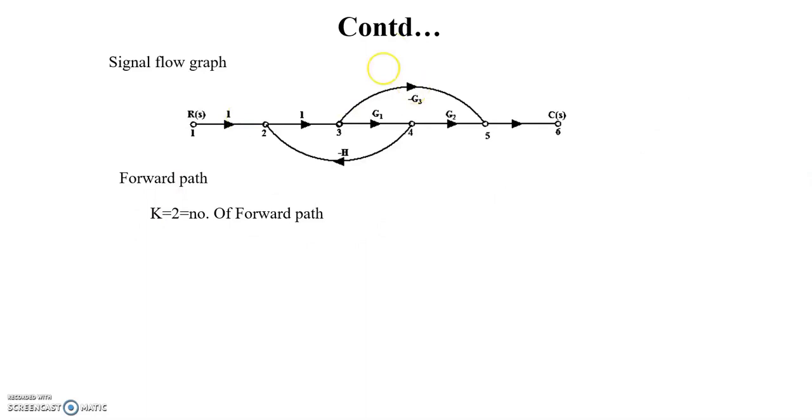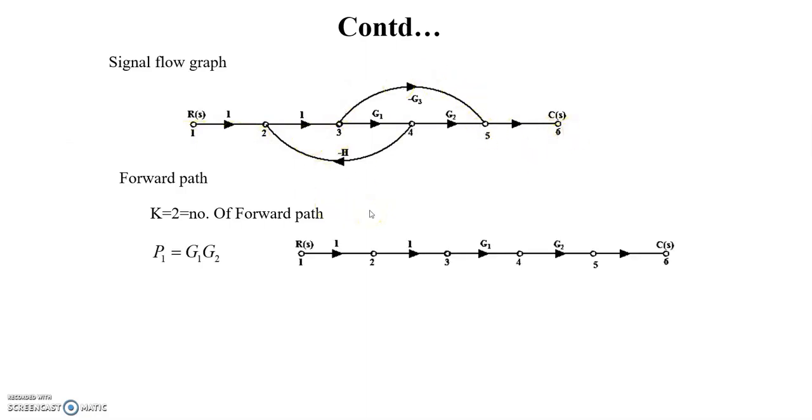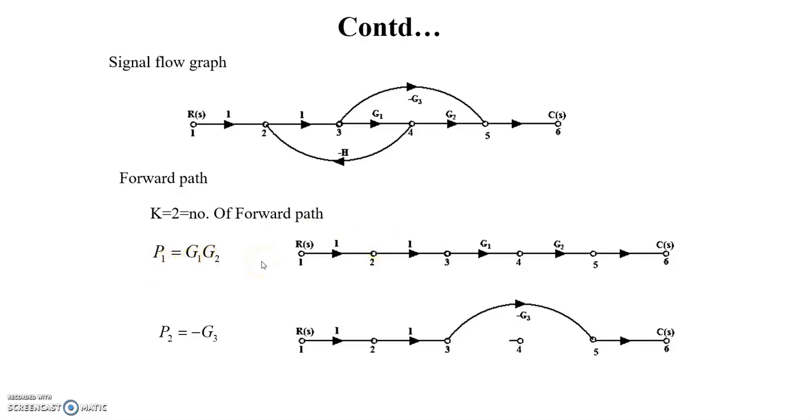There are only 2 forward paths. One is the entire path 1, 2, 3, 4, 5 to 6, which is the first forward path. Another forward path is 1, 2, 3 and then 5, 6. This is the second forward path. The corresponding gains are P1 is equal to G1, G2 and P2 is equal to minus G3.